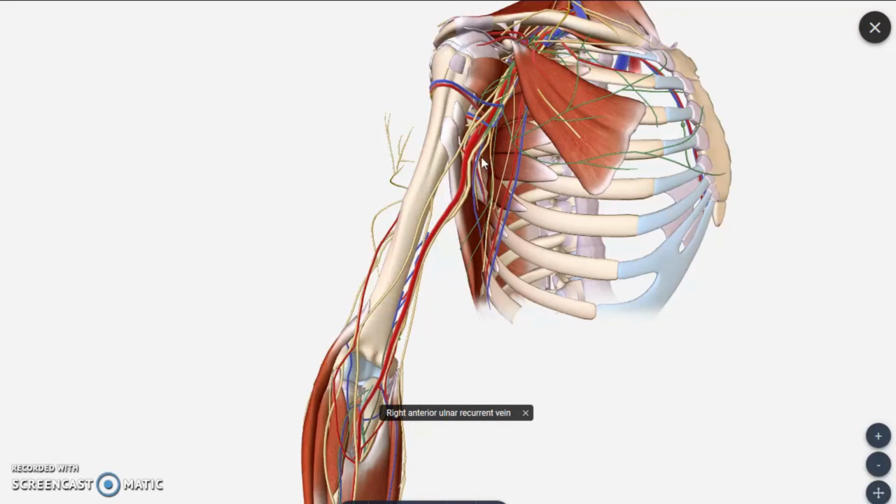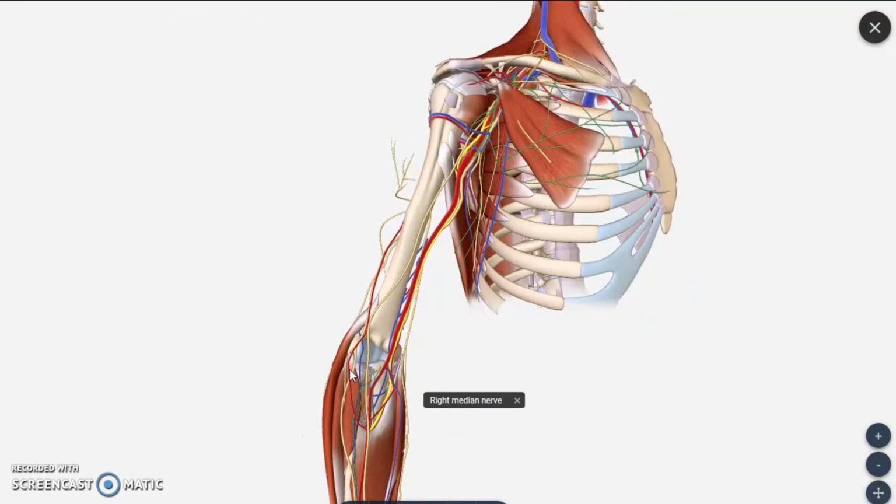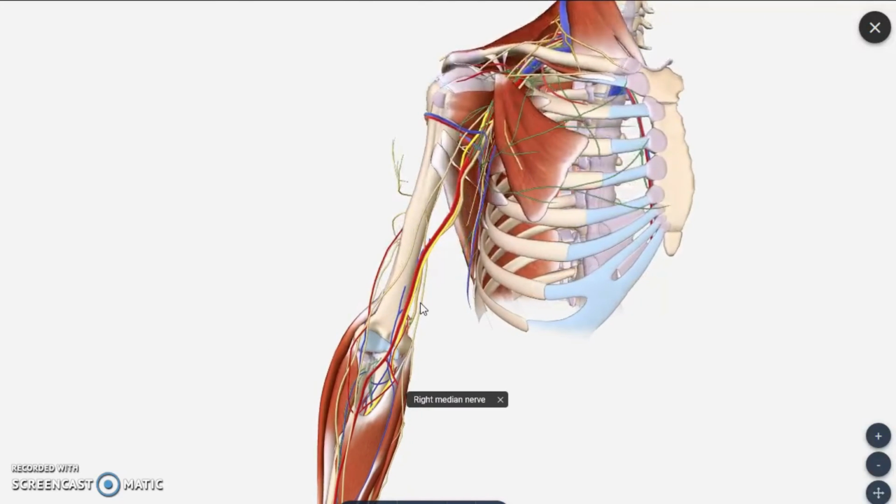So now we will see about the median nerve. So this is the whole of the median nerve, right? So we have the median nerve present here. So if you are seeing the median nerve, you can make out it is present first in the lateral aspect of the brachial artery. So here if you are seeing, you can make out the median nerve which is present lateral to the brachial artery.